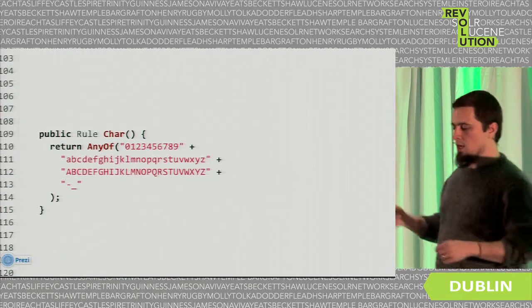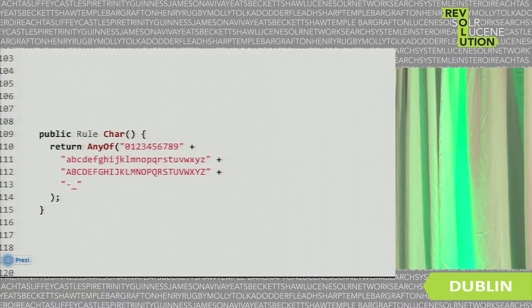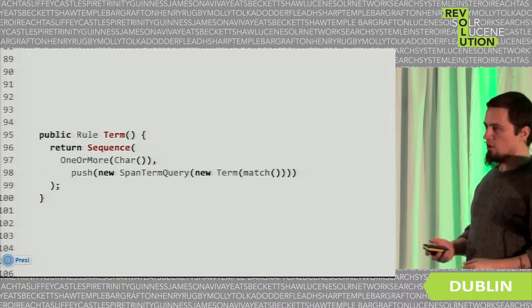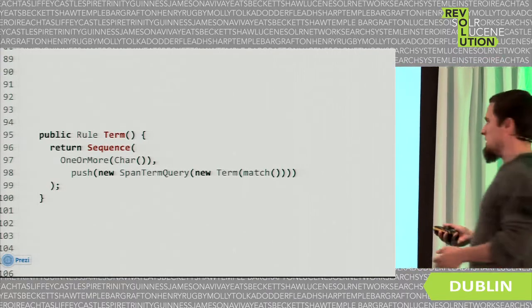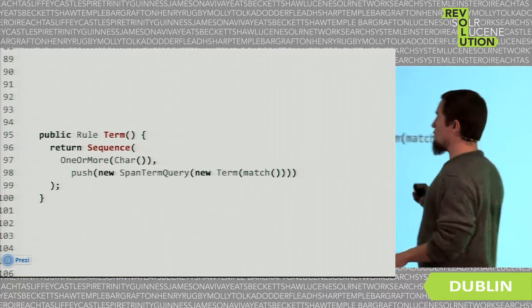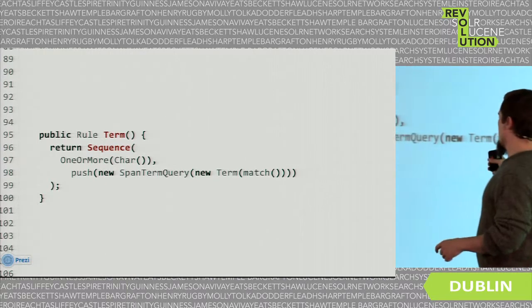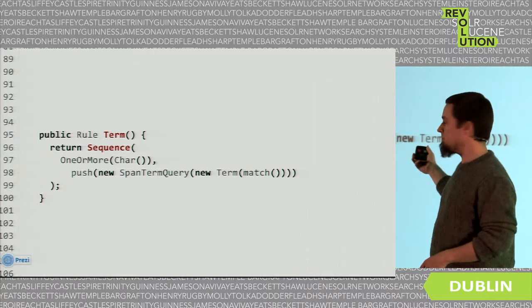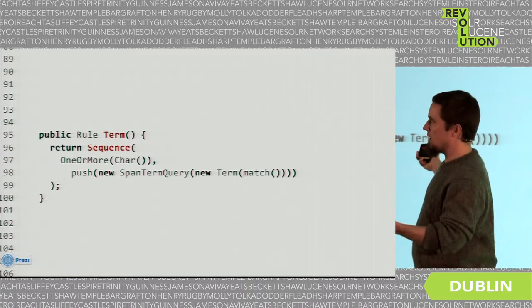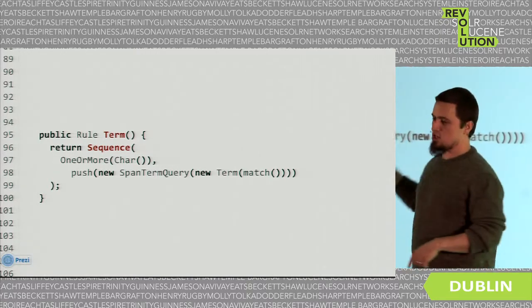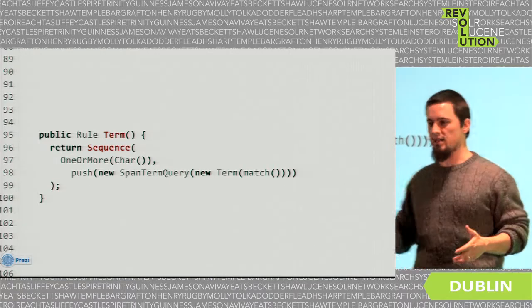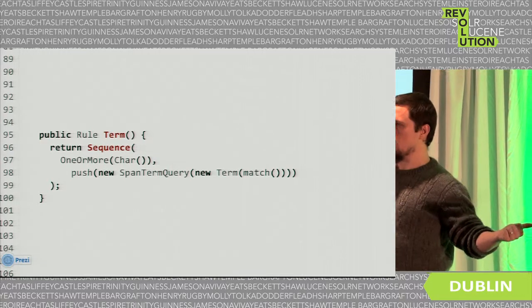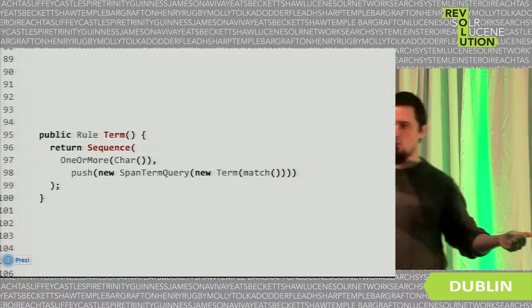Okay, so back to the top. Characters are any of these things. Pretty straightforward. A term is one or more set of characters. Also pretty straightforward. And we're using that same syntax again. Once I make a match, I can pull out that match, create a Lucene term with that, create a span term query with that, and push that onto the stack. So everything on this stack, rather than an integer, is going to be a span query.